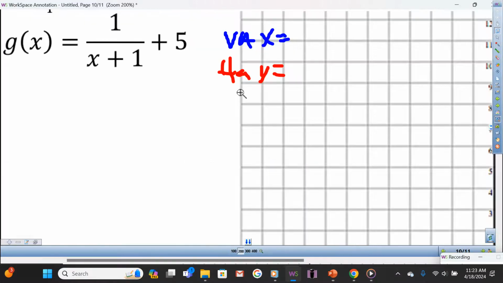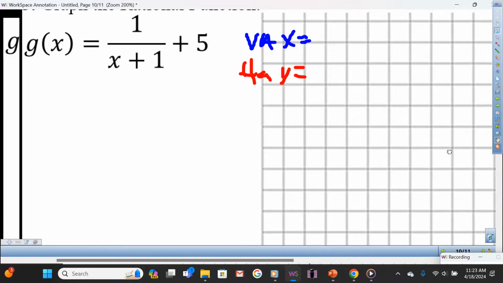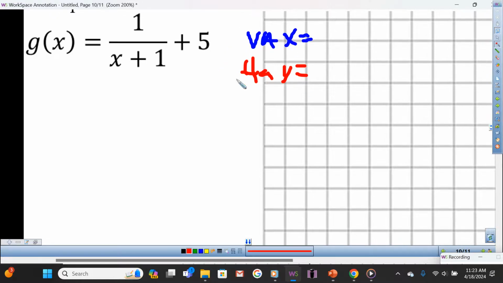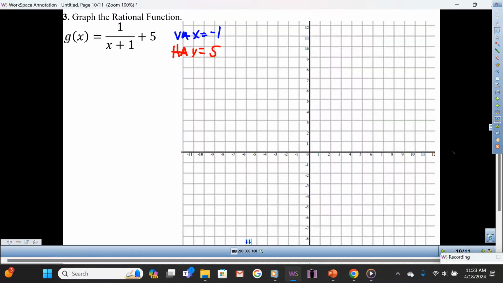I'm going to zoom in. All right, let's see. Bless you. Our VA, Maya, according to this, is -1, and our HA, 5. Let's go. Let's graph that. That's the first thing we do. So x at -1. -1 is right here.